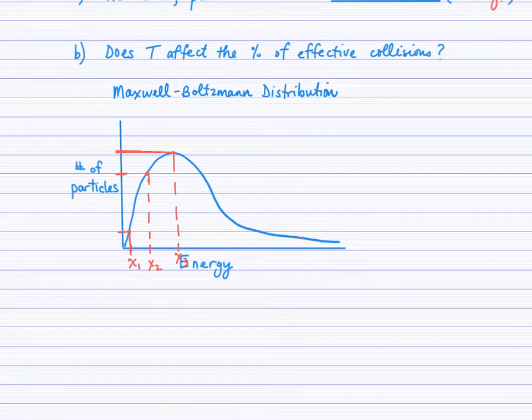If we were to move all the way up the curve to this point here, we'd see that we're back down to a very low number of particles there, but that the kinetic energy is quite high. We're quite far on the right side of the axis.